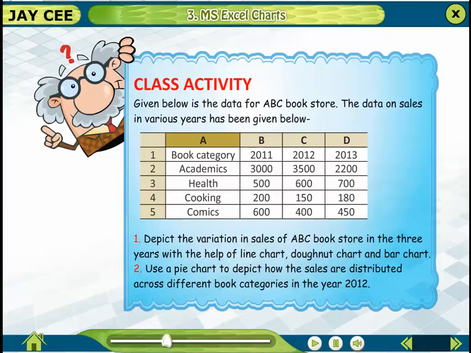Given below is the data on sales in various years. Depict the variation in sales of ABC Bookstore in the 3 years with the help of line chart, donut chart and bar chart. Use a pie chart to depict how the sales are distributed across different book categories in the year 2012.